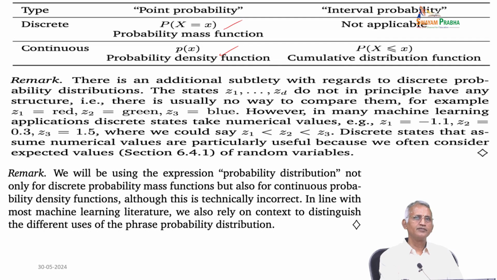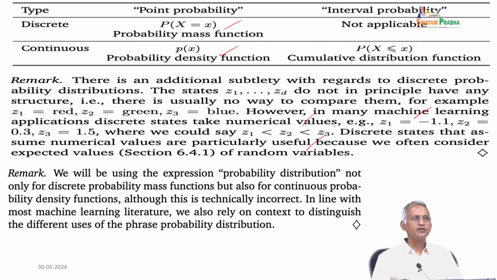So, the states Z1 to Zd do not in principle have any structure. There is usually no way to compare them, for example red, green, blue for the variables Z1, Z2, Z3 respectively. However, in many machine learning applications, discrete states take numerical values, for example Z1 equal to minus 1.1, Z2 equal to 0.3 and Z3 equal to 1.5, where we could say Z1 is less than Z2, which is less than Z3. Therefore, discrete states that assume numerical values are particularly useful because we often consider the expected values of the random variable.